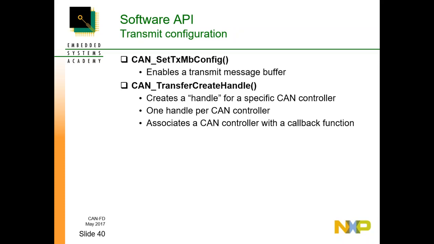Before using non-blocking transfers in any direction, a handle has to be obtained from the API. This handle simply associates a specific CAN controller with a callback function, and there's only one handle per CAN controller.